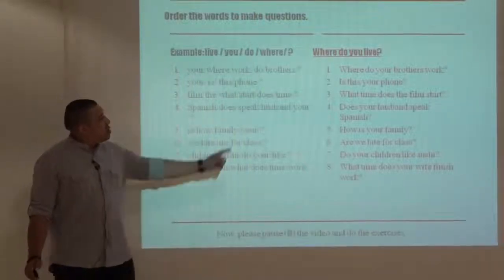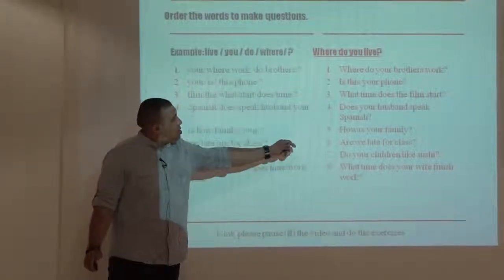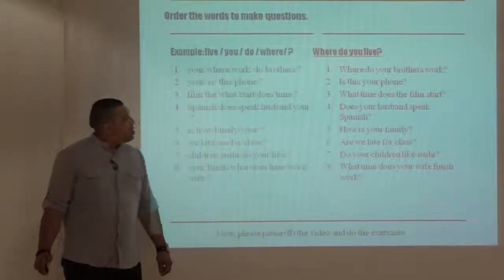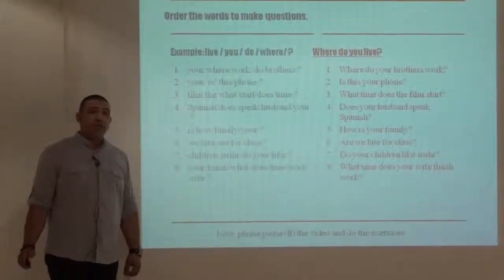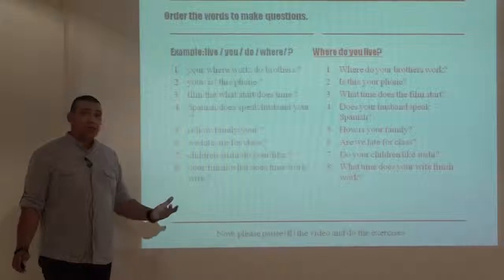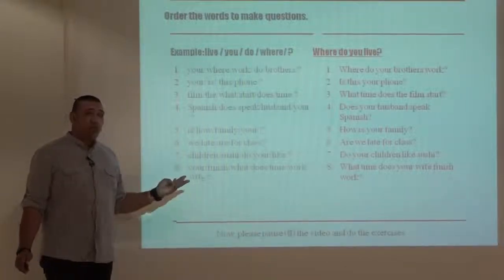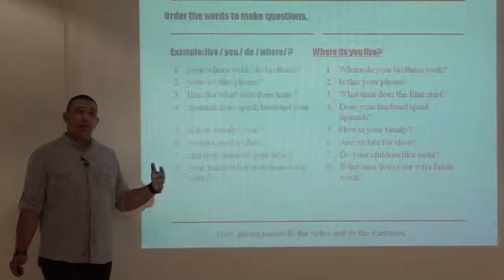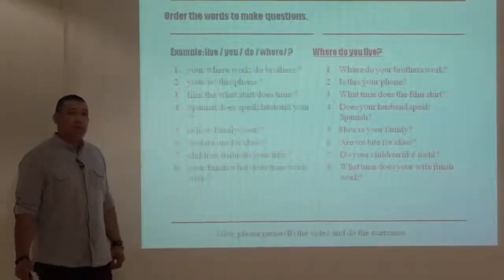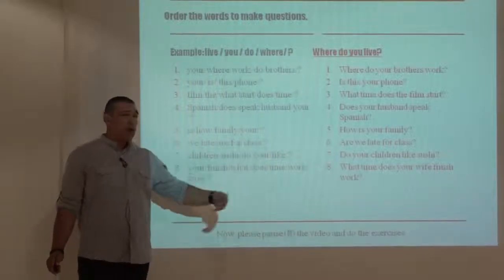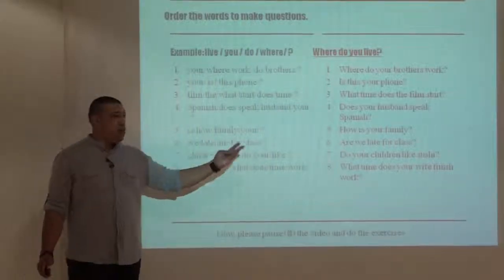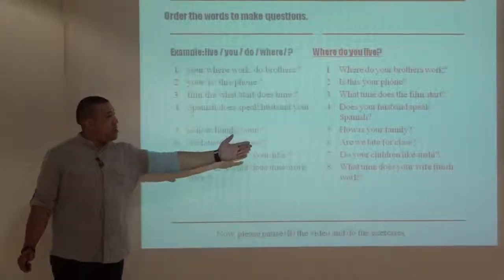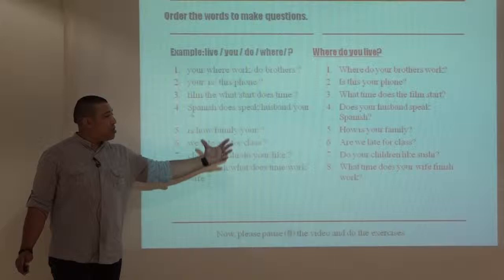So in question 1, in question 3, 5, and 8, we have WH questions, which stands for question word, like what, where, which, when, etc., followed by an auxiliary verb, like in present tense we have do or sometimes does, and the subject, and lastly we have the infinitive or the main verb.